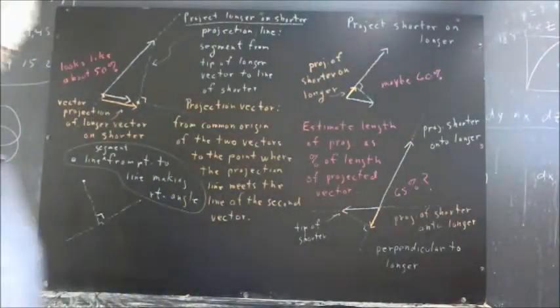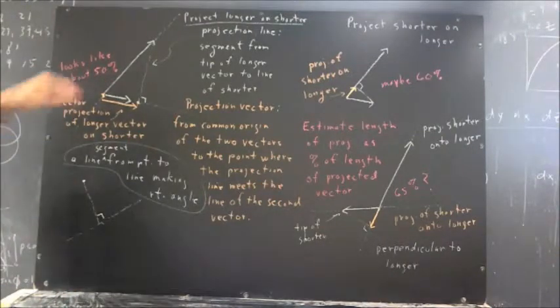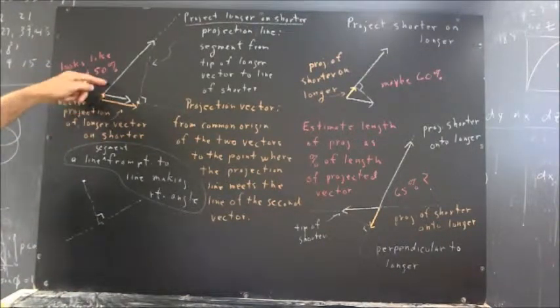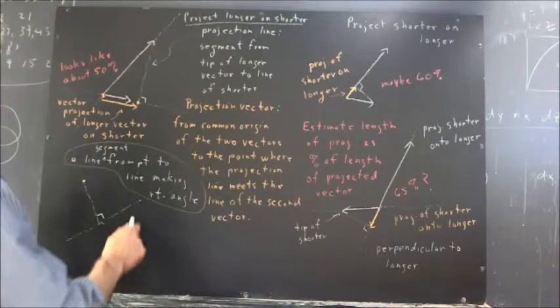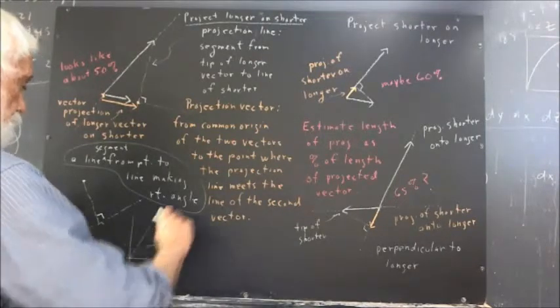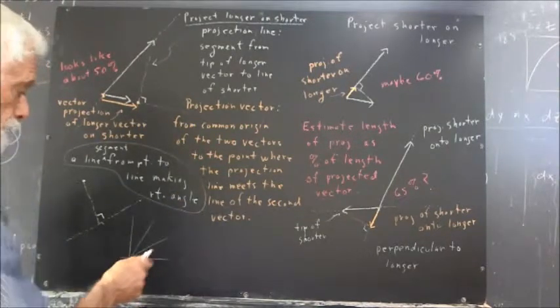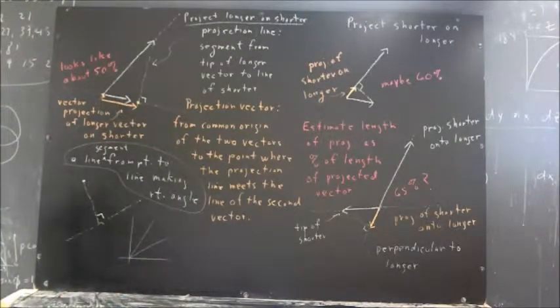Okay, you're asked to do that. You're also asked to estimate the angles. What's the angle between these two vectors? What's that angle look like? Well, here's 90 degrees. And if I divide that into thirds, then I've got something that looks like 30 degrees here, 60 degrees here, 90 degrees here.